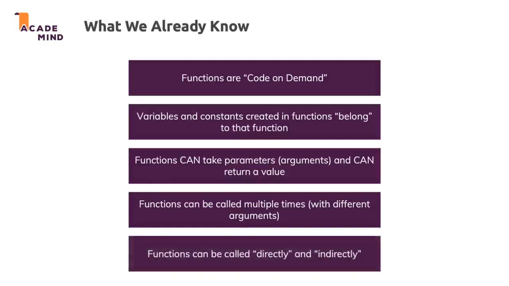And you can also call functions kind of directly or indirectly, where directly was when you called a function by adding parentheses after the function name, and indirectly was, for example, the case when you bound or attached a function to a button with the help of the add event listener call, which you saw. So that's what we already know. Now let's see what we can learn about functions.